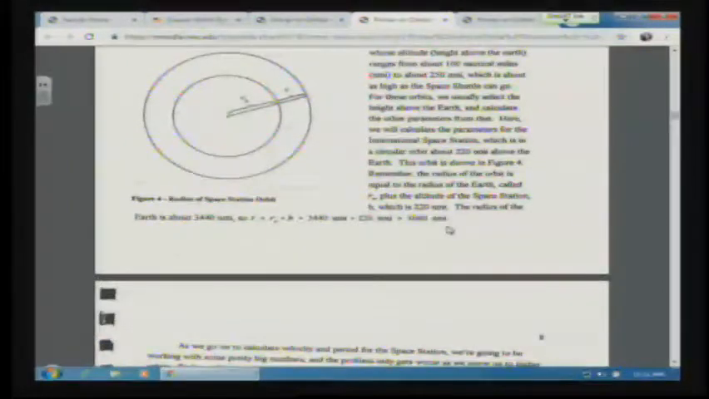It gives you a few more statistics here in nautical miles about what a radius would be. If you have something that's 220 nautical miles above the surface of the Earth, in the calculations you're talking about the distance from the center of the Earth to the altitude. So it's the entire thing.